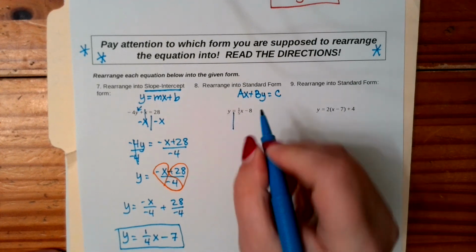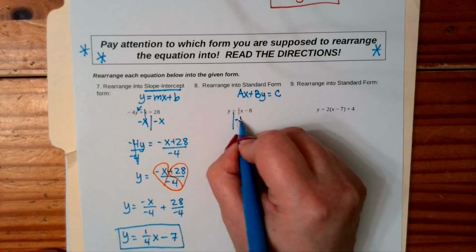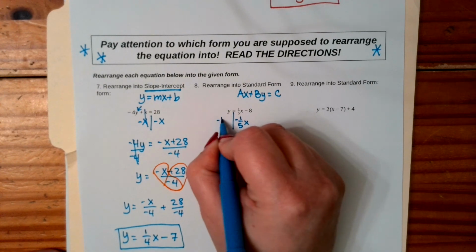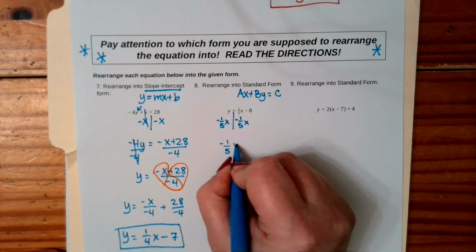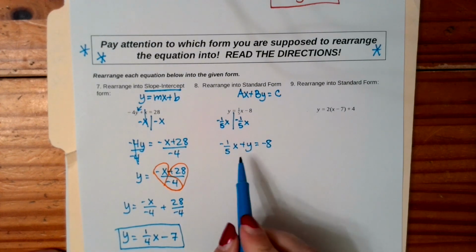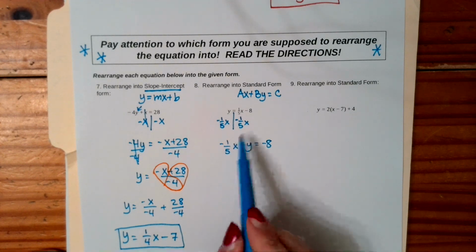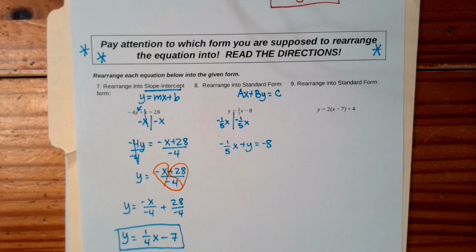The first thing I'm going to need to do is take this 1/5 x and move it over. So I'm going to have to subtract 1/5 x from both sides. So I have negative 1 over 5x plus y equals negative 8. Now if we look, x and y are on the same side, which is awesome, but I have a fraction, and that's a problem.